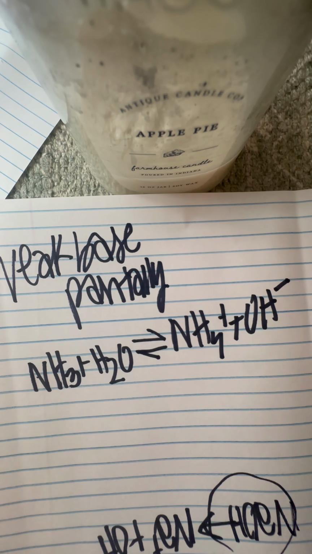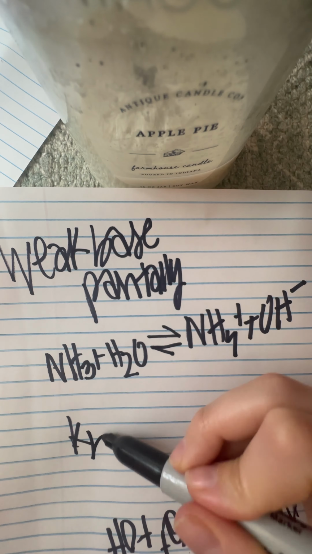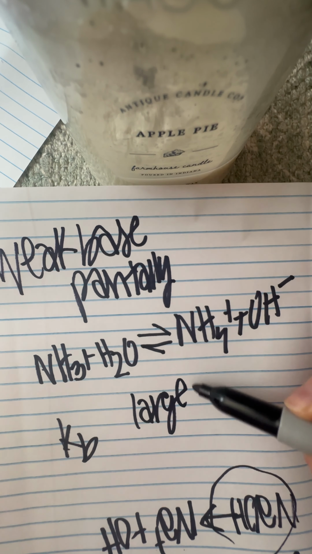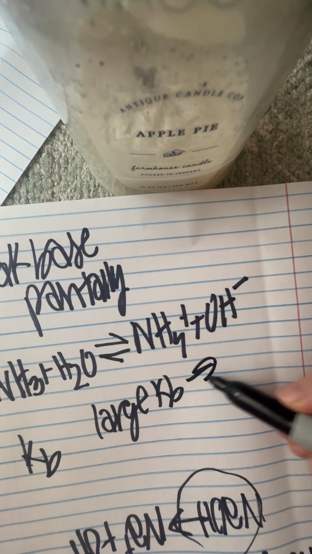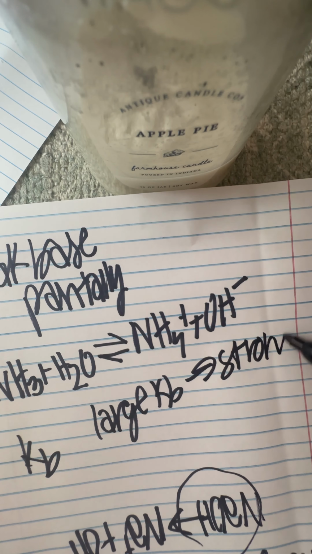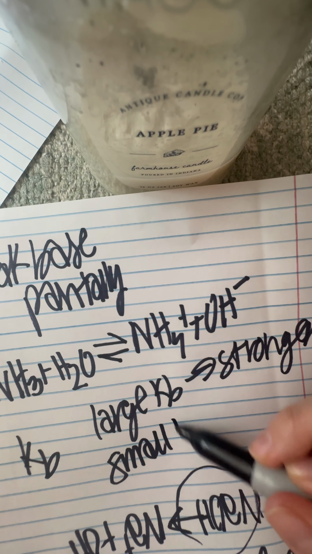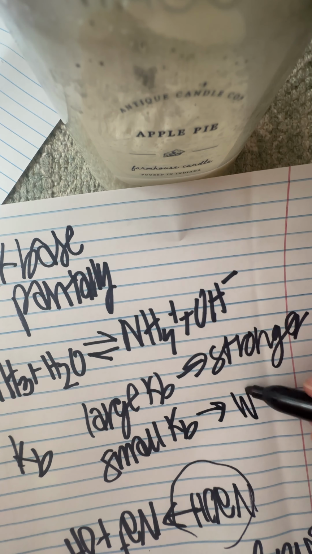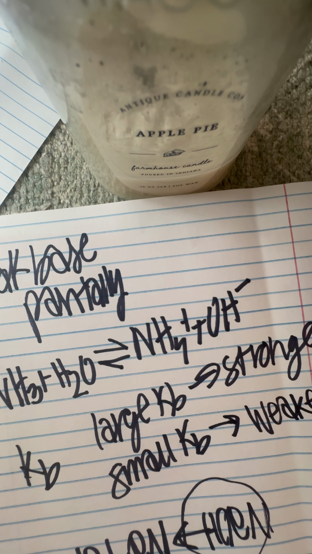But just like we talked about Ka, we also have a base dissociation constant, which is Kb, and similarly, a large Kb is a stronger base, kind of easy to remember, and a small Kb is a weaker base. Yeah, that's all, folks.